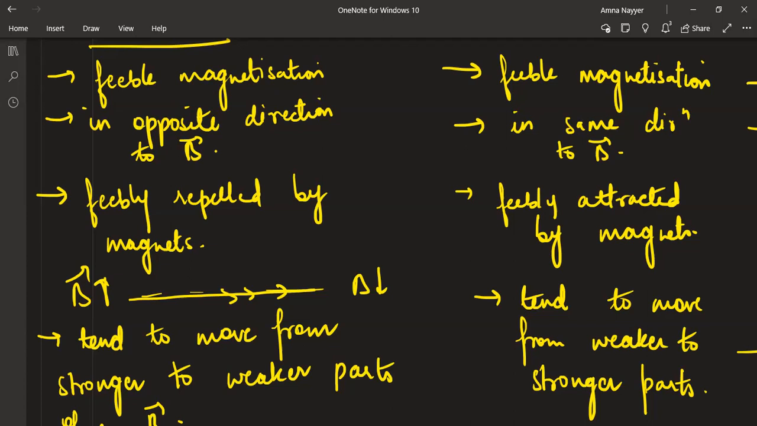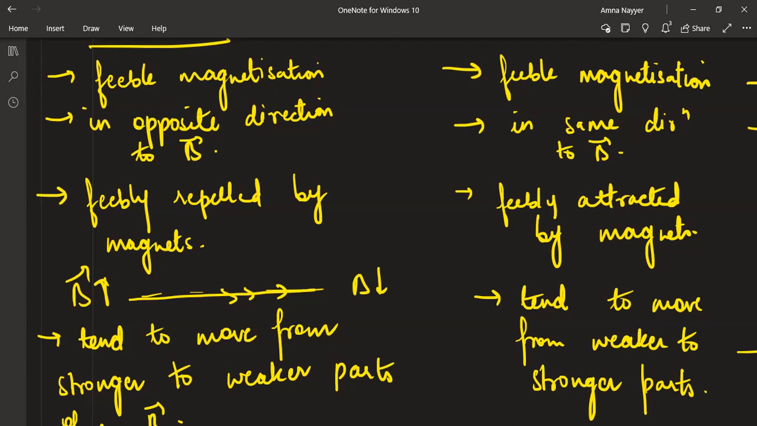Now, in an external magnetic field, substances that acquire feeble magnetization in the opposite direction of the magnetizing field are known as diamagnetic, and those which acquire feeble magnetization in the direction of the magnetizing field are paramagnetic, while ferromagnetic substances acquire strong magnetization in the direction of the magnetizing field. So diamagnetic: weak magnetization, opposite direction. Paramagnetic: weak magnetization in the direction. And ferromagnetic: strong magnetization in the direction.